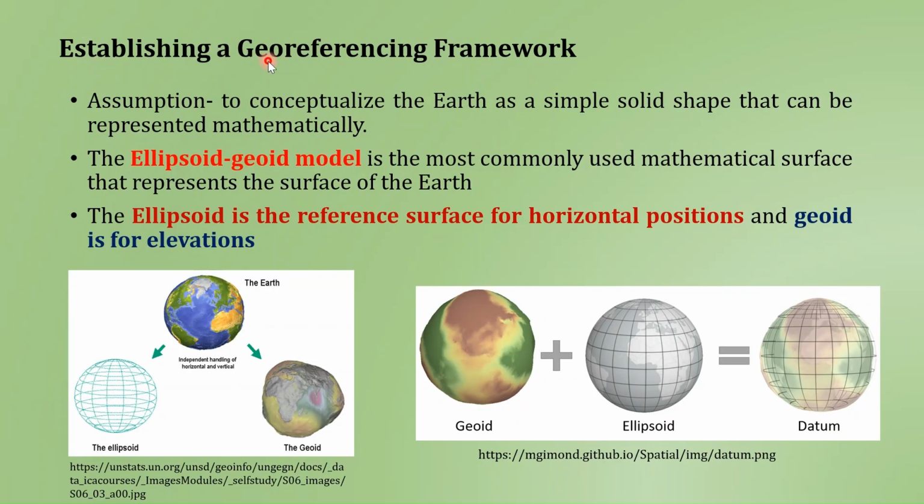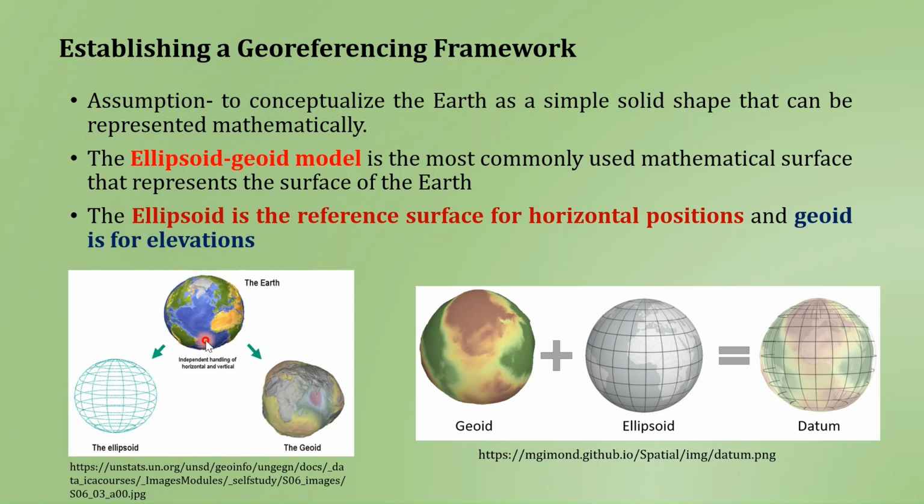So to establish a georeferencing framework, an assumption is made to conceptualize the earth as a simple solid shape that can be represented mathematically. And for this, the ellipsoid-geoid model is the most commonly used mathematical surface which represents the surface of the earth. The ellipsoid is the reference surface for the horizontal positions, while the geoid is for the elevations.